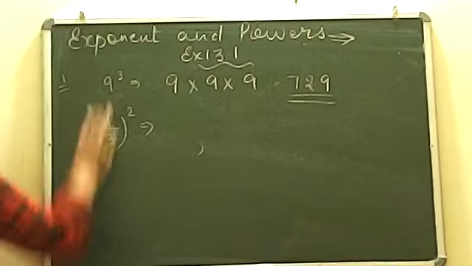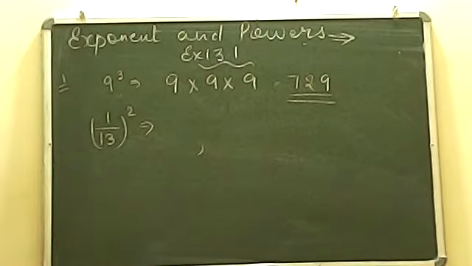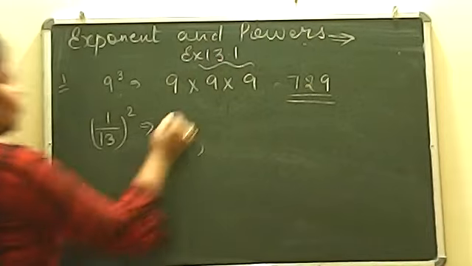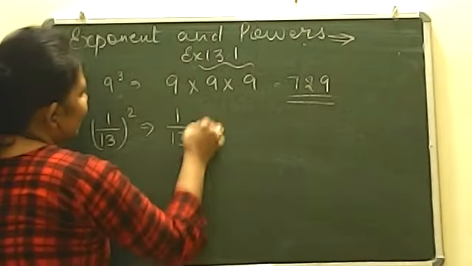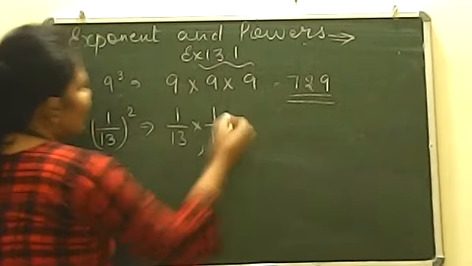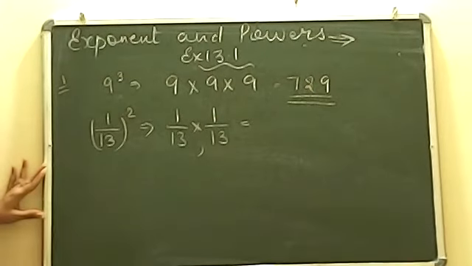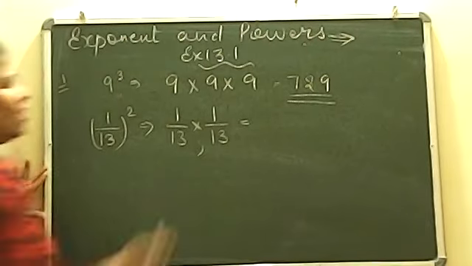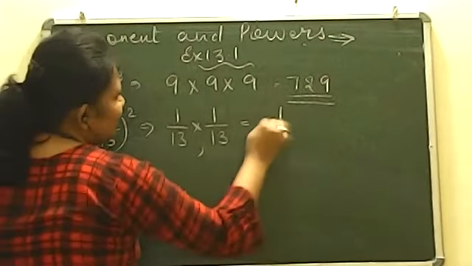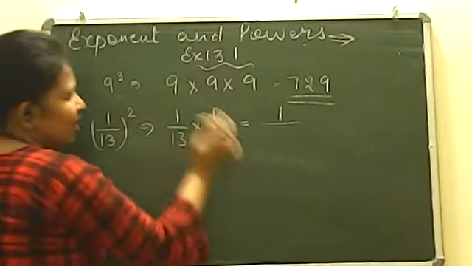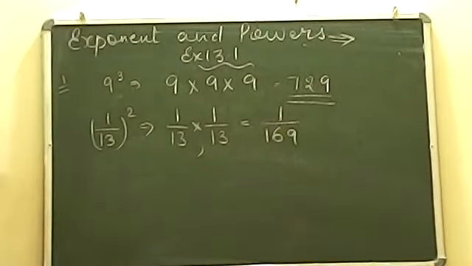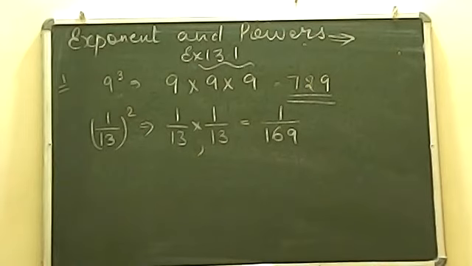Now 1 by 30. Yes, correct. Now 1 by 13 to the power 2. The same process. 1 by 13 multiply by 1 by 13. Now numerator will get multiplied with numerator and denominator will get multiplied by denominator only. So 1 multiplied by 1, it will give you simple 1. 13 multiplied by 13, it will give you 169. This is the simplest question you can do.